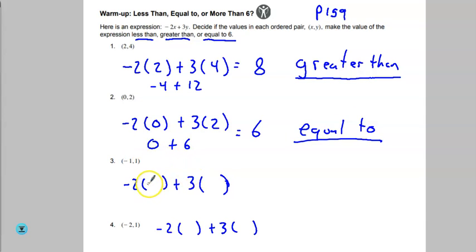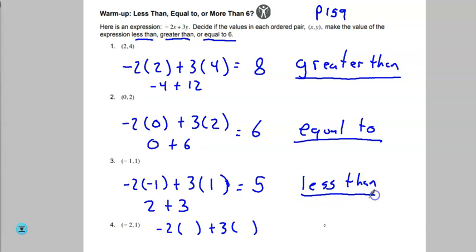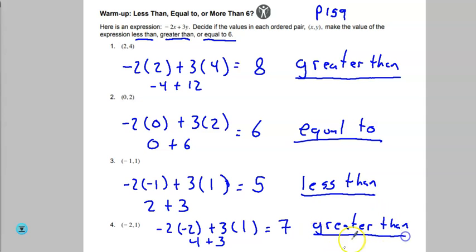Negative 1, positive 1. So negative 1, positive 1. Negative times negative is positive, so negative 2 times negative 1 is 2, plus 3 times 1 is 3. 2 plus 3 is 5. And 5 would be less than 6, right? Less than. And finally, negative 2 times negative 2, 3 times 1. Negative 2 times negative 2 is a positive 4. 3 times 1 is 3. 4 plus 3 is 7, which is greater than 6.